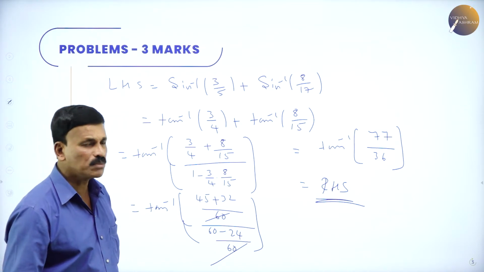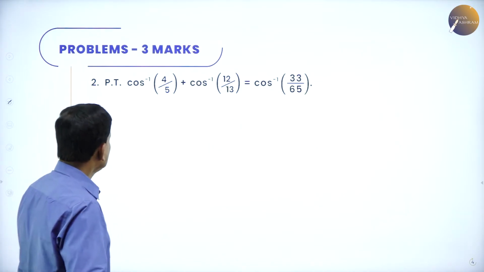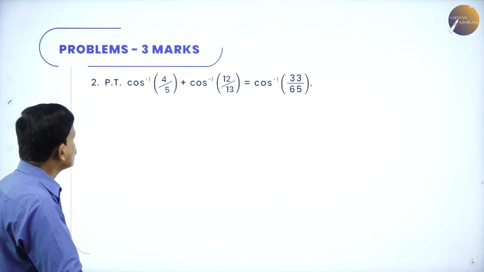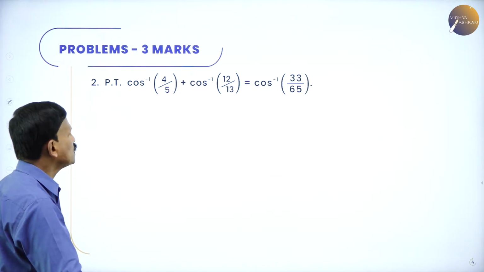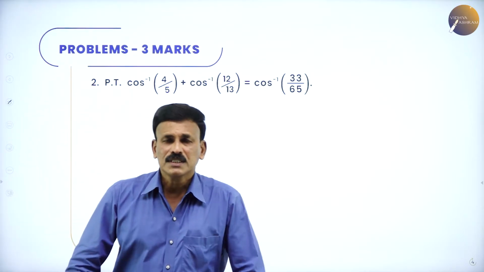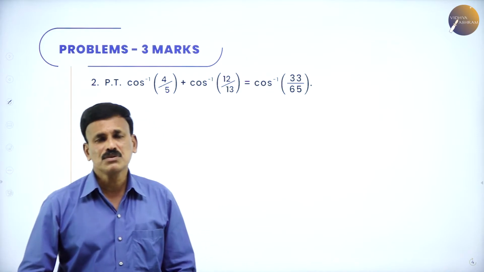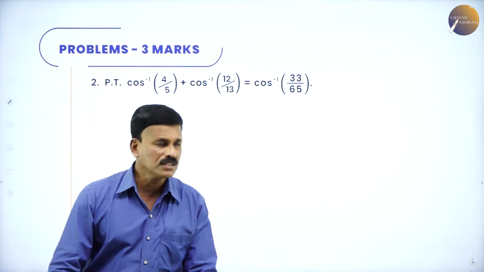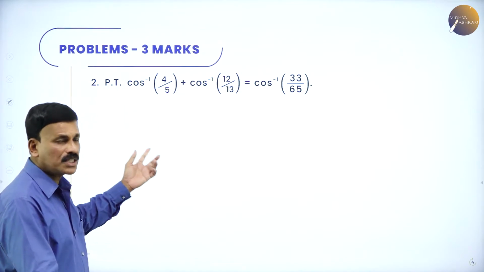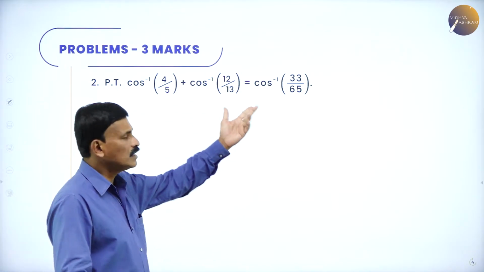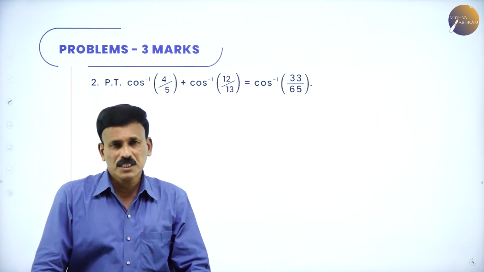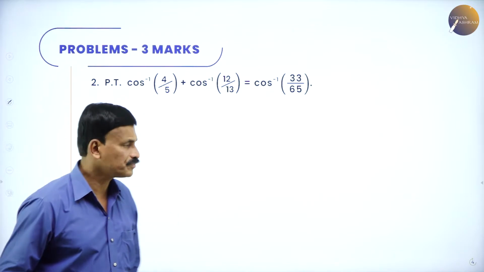Now let us come to the next problem. What is the next problem? Cos inverse of 4 by 5 plus cos inverse of 12 by 13 is equal to cos inverse of 33 divided by 65. So this can also be solved using the same method. First find out the value of cos 4 by 5, convert cos to sine, again convert cos to sine, and use the cos a plus b or cos a minus b formula. You will get the answer straight away.